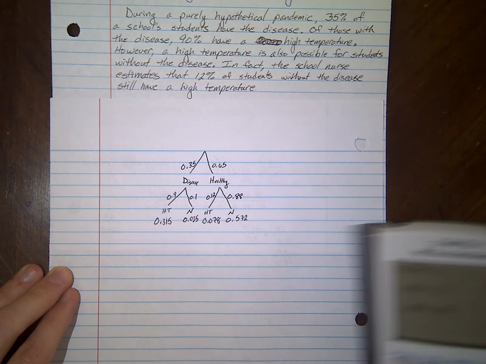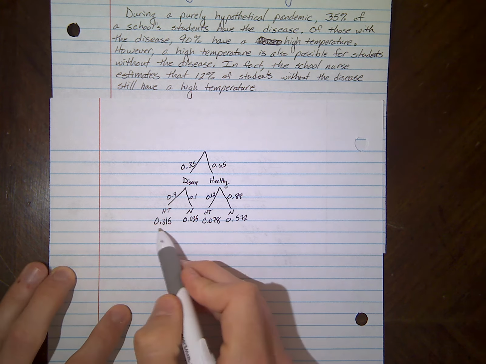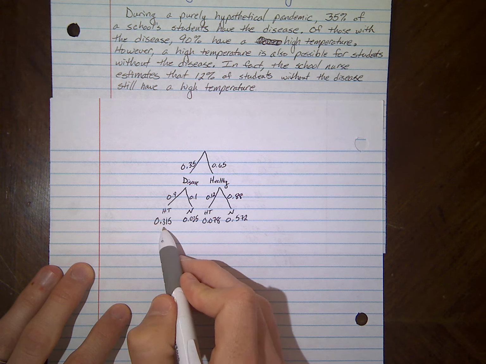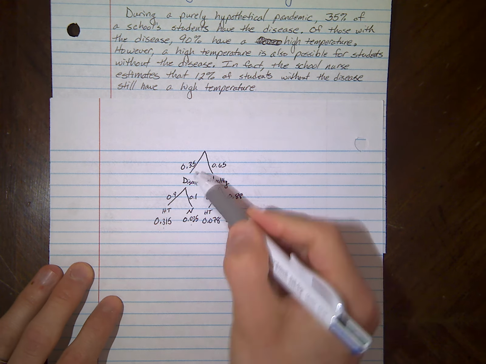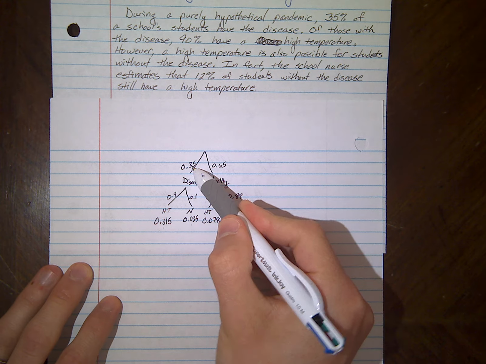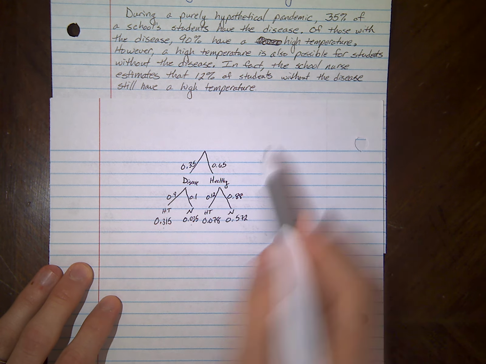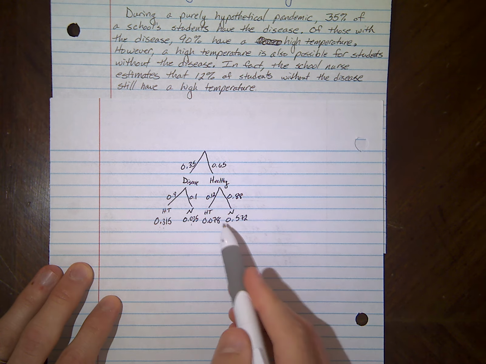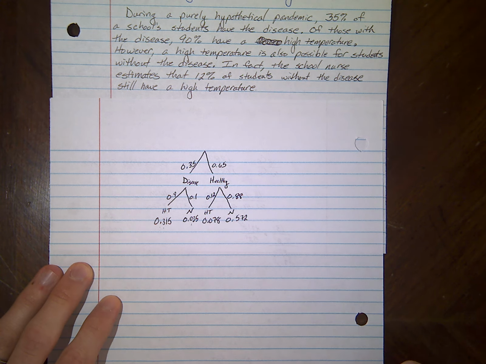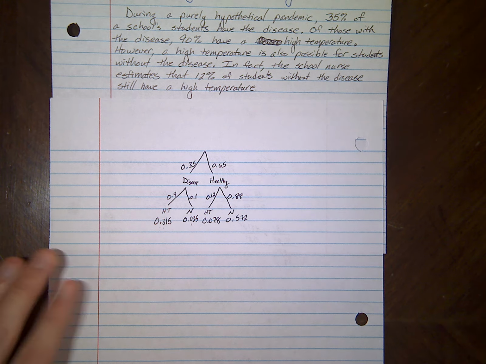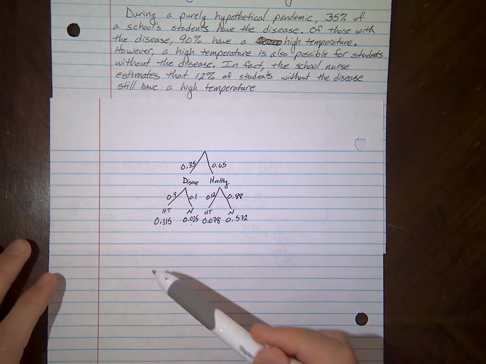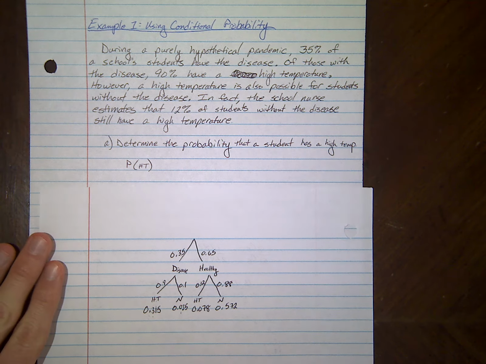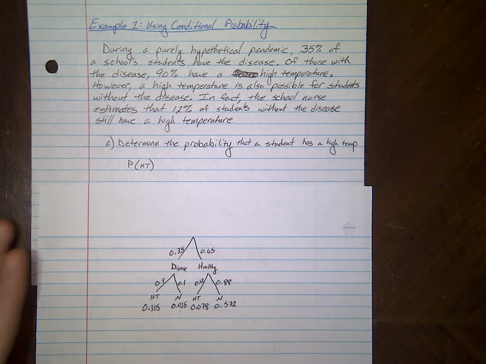Okay, a couple notes here. Notice how along this branch, 0.315 and 0.035 should add up to 0.35. If you do your math correctly, these two numbers on this branch should add up to this probability up here. Same with this, should add up to 0.65. Okay, now this is the probability tree that we have. All right, so when we are using it, it's actually pretty easy to do.